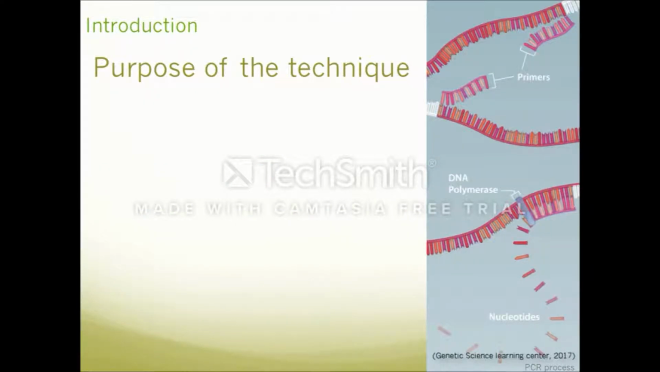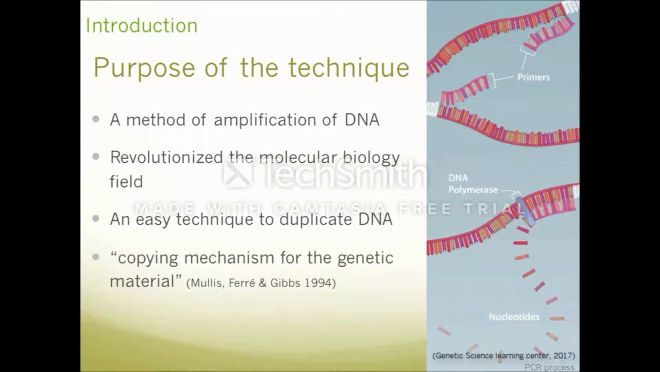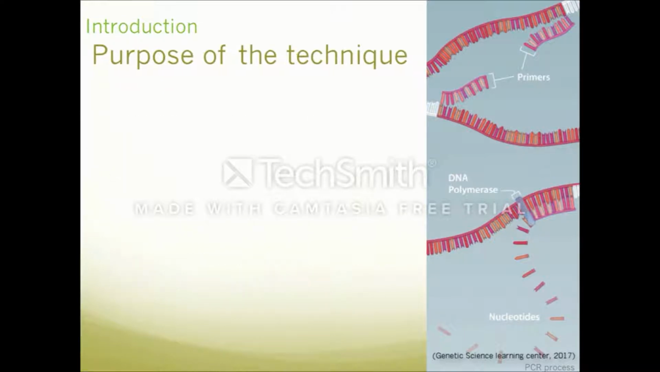Polymerase chain reaction is a method of amplification of DNA. That's it. The DNA is multiplied through a reaction. PCR has revolutionized the field of molecular biology because it's an easy process that allows you to make millions of copies of genes. Simple, it's a DNA duplication method. This technique is a copy mechanism for the genetic material. It's like a molecular photocopying.